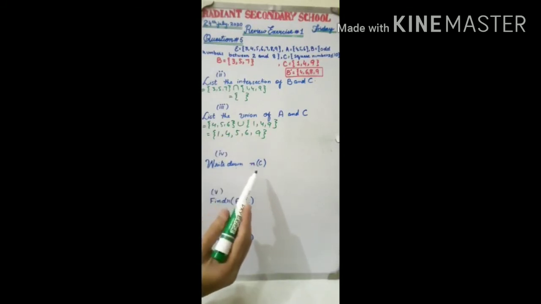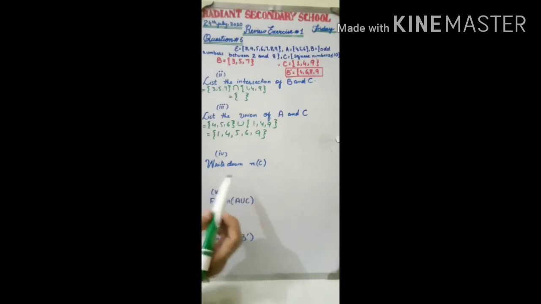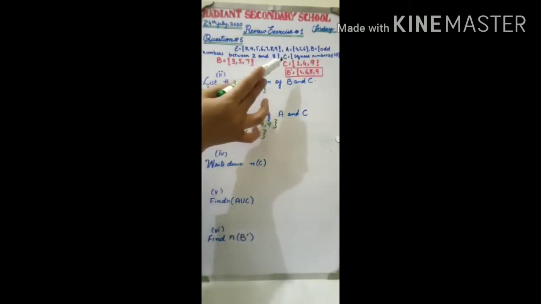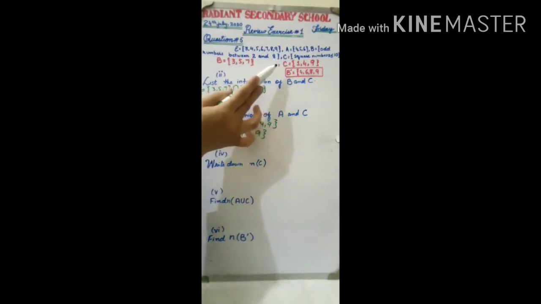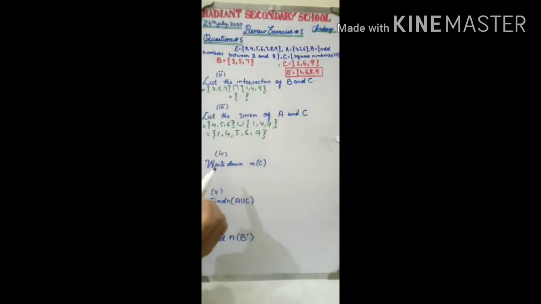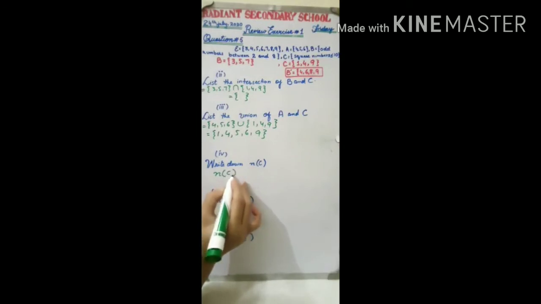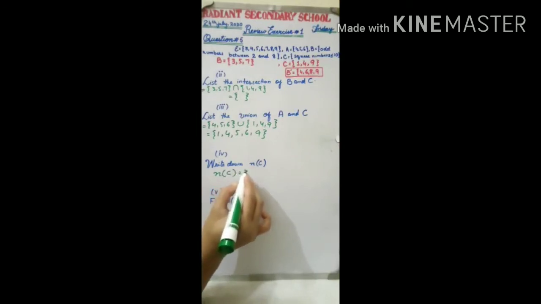Come on, fourth part. Write down n of C. n of C means the number of elements in set C. Look at this one. How many elements are there in set C? 1, 2, 3. 3 elements are present in set C. So you can write it like this: the number of elements in set C is 3.